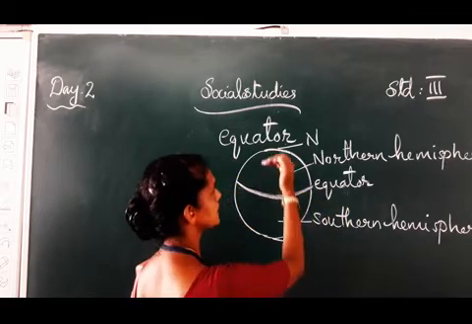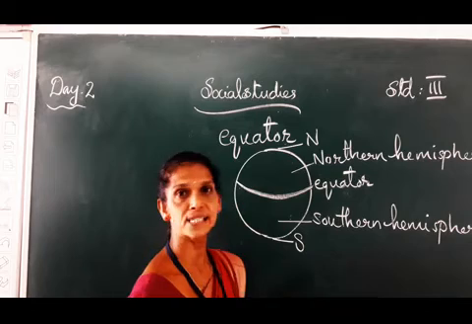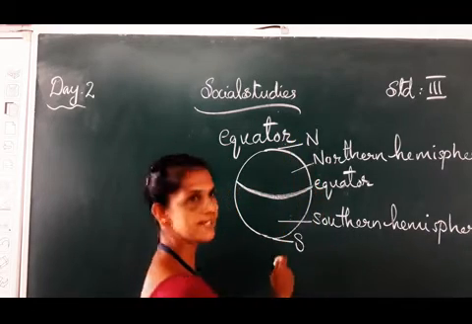So this equator divides the earth into two halves, which are they? Northern hemisphere, southern hemisphere. Okay, now there are two end portions.